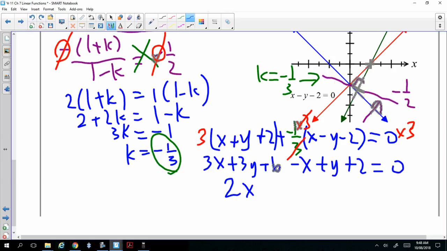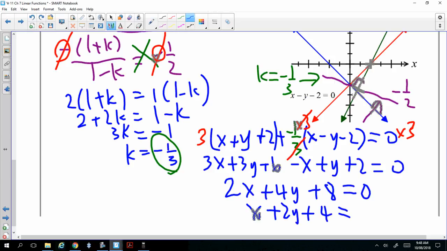Why is it minus a third? Because I solved it here, right? So we make the gradient equal to negative half. See the one before, we made the gradient equal to 2. This time make it equal to negative half. Yeah. And then we solve it. And k is negative a third.